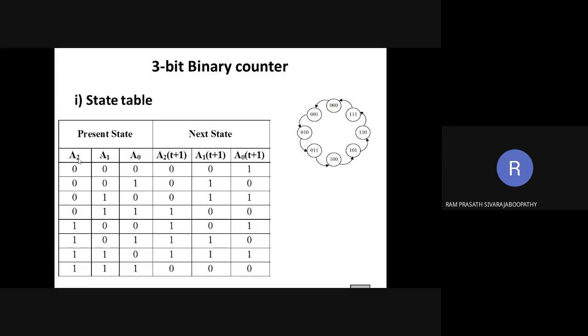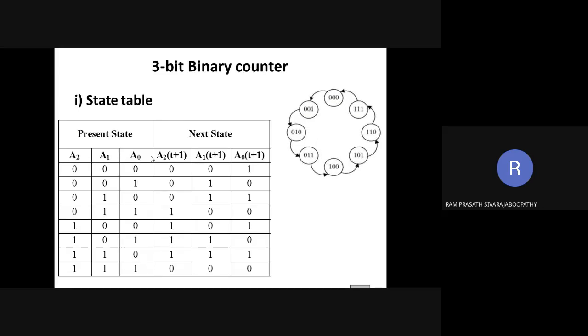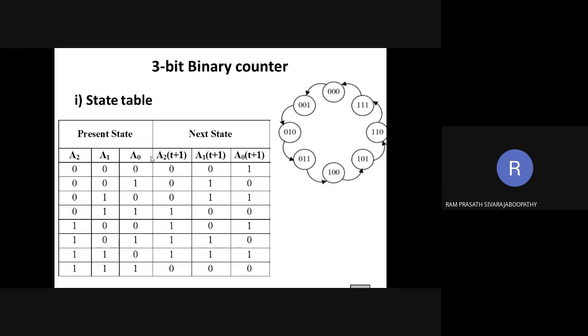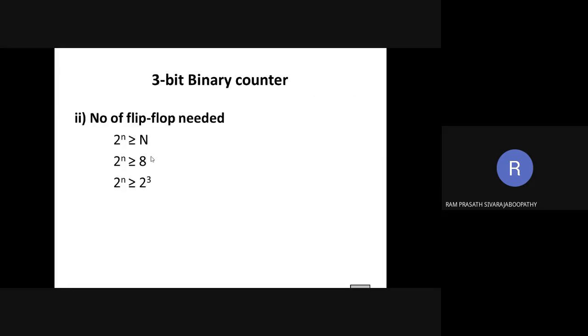Instead of naming them ABC, we have named them A2 A1 A0. Fine. See, once you use a naming, it must be followed everywhere. Even if you use ABC, it would be easy. Clear? So here we need 3 flip-flops as it is a 3-bit binary up counter. We are speaking about the binary up counter.